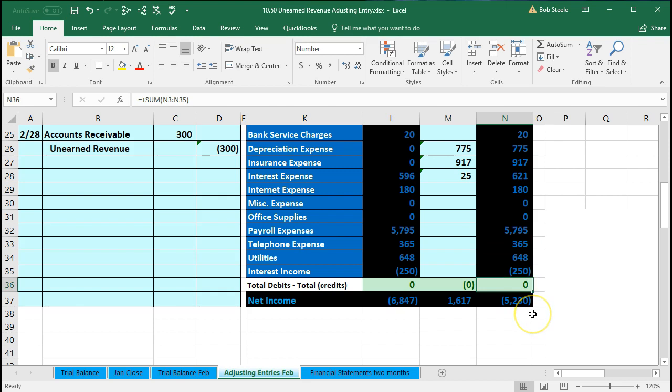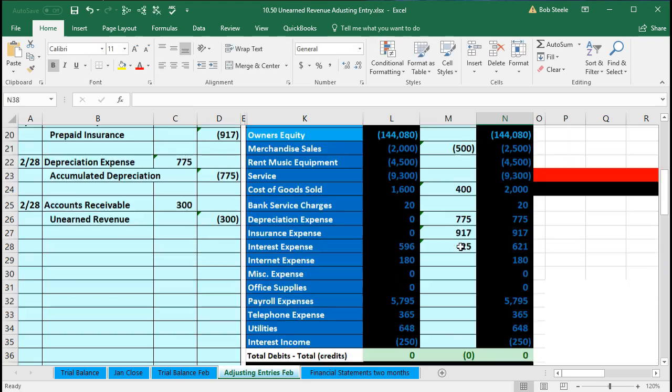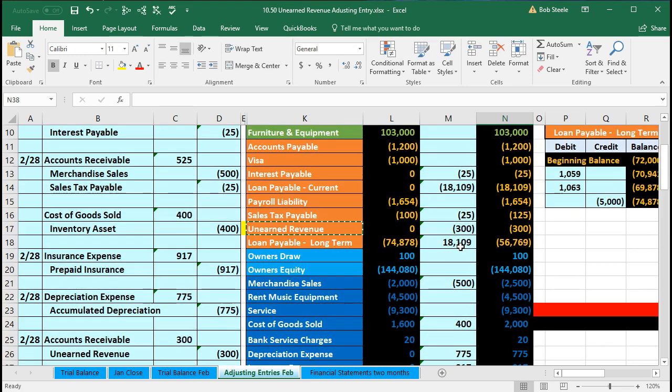Note that there's no effect on net income from this transaction. All we did was move it from accounts receivable to unearned revenue, and no effect on income or expense accounts. Note, in a traditional textbook type question, the question would now be, here's the amount in unearned revenue. How much of that have we now earned?